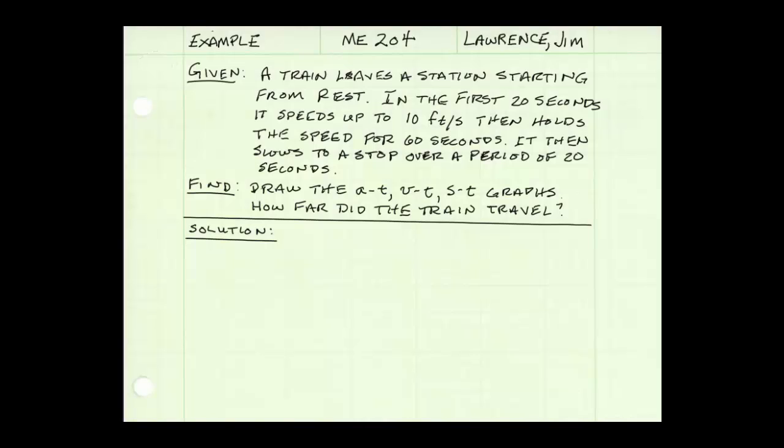In this example, we have a train that leaves a station starting from rest. In the first 20 seconds, it speeds up to 10 feet per second, and then it holds that speed for 60 seconds. Then it slows down to a stop over a period of another 20 seconds. We need to draw the AT, VT, and ST graphs and find out how far did the train travel.